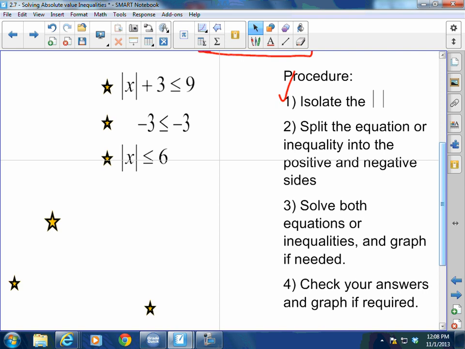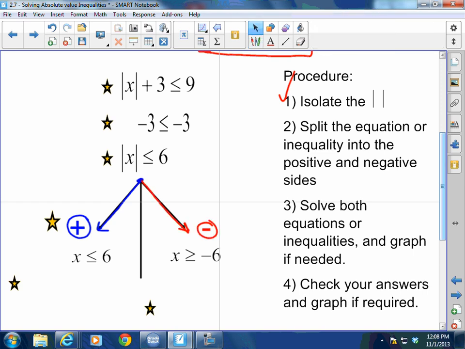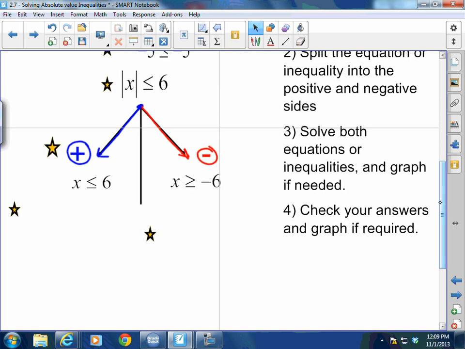But if you remember doing equations, you had a positive and a negative side, okay? Well, there we go. What happened here? Well, I created my positive side, hence the blue plus sign. And then I took my negative side, hence the red negative sign. So I split the equation into two sides. Now, how do I know what to do here? There's some differences here, Mr. Morrow, that I just don't understand. Let me explain them.